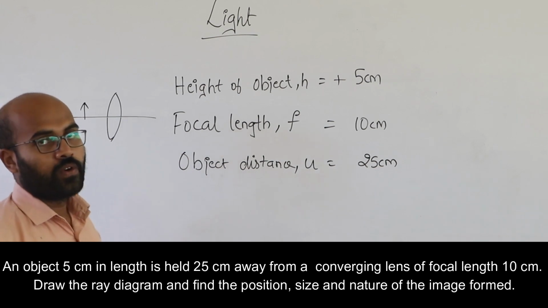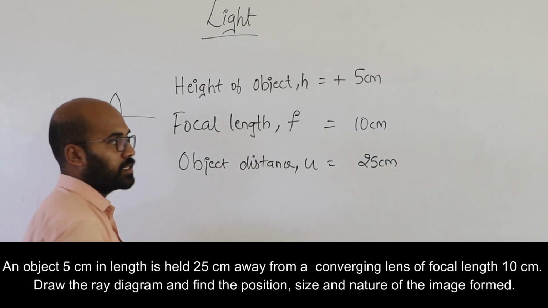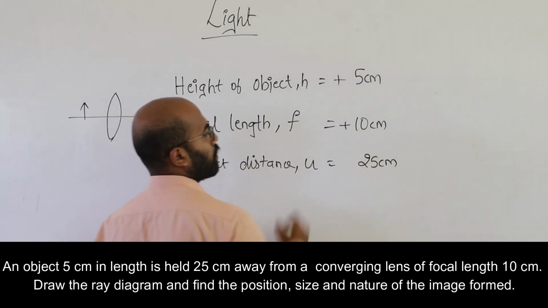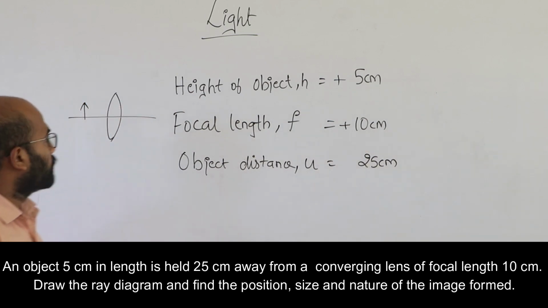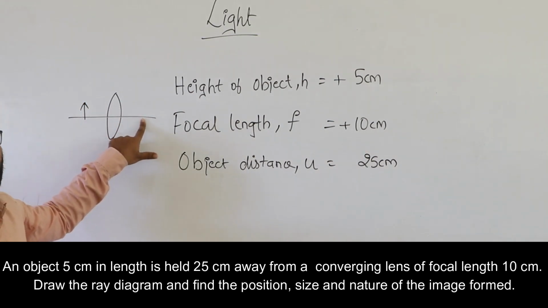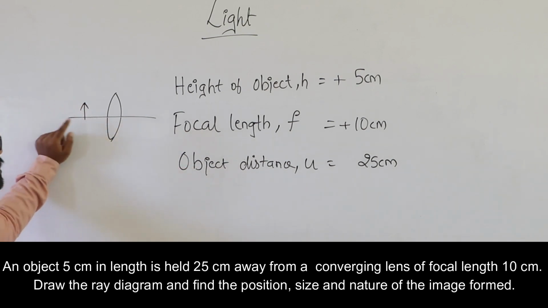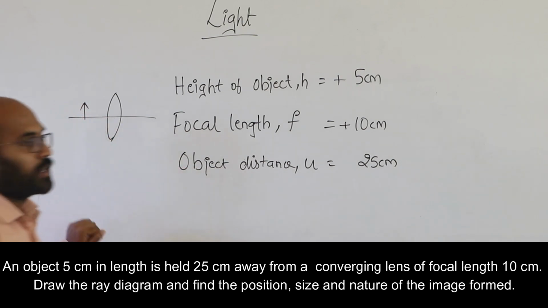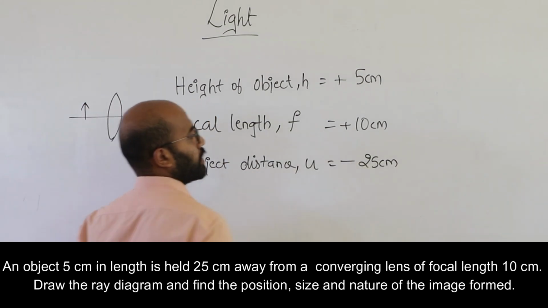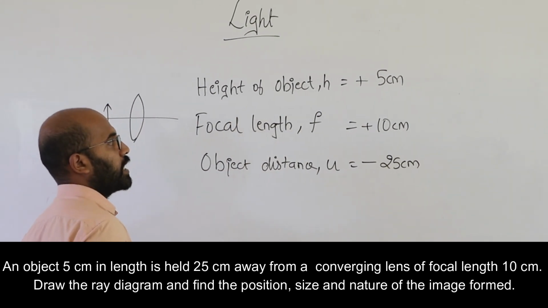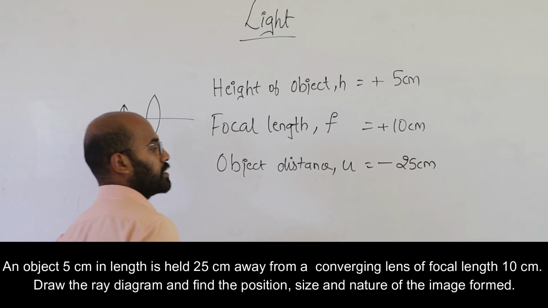Focal length. Focal length in a convex lens is positive, because it's forming on the positive x-axis. Object distance. Object distance is always negative. So it is negative. So with this I need to find what is the image distance.